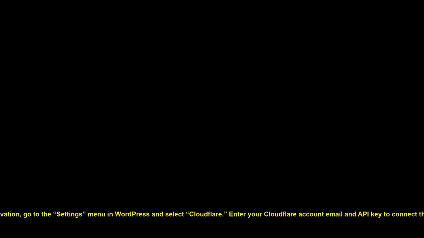After activation, go to the Settings menu in WordPress and select Cloudflare. Enter your Cloudflare account email and API key. You can find your API key in your Cloudflare account under My Profile. Once entered, save the settings to establish the connection.